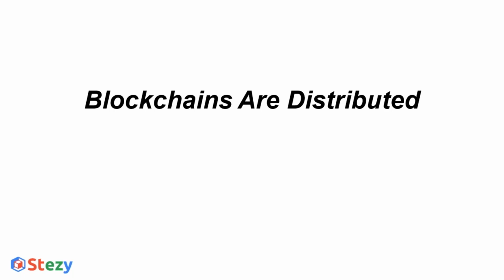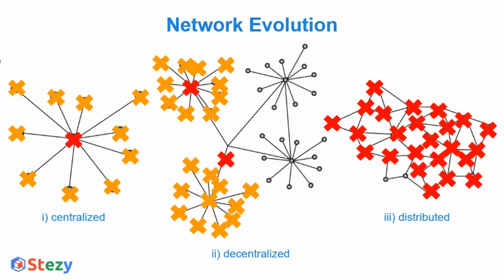So blockchains are also called distributed. If you see here how the network evolution happened, from a centralized system, which we were using a decade back, then we got decentralized, where you had something called Napster. You got torrent, where multiple downloads were happening from different sources, right? And now we are seeing distributed, where each party's node will be talking to each other node.